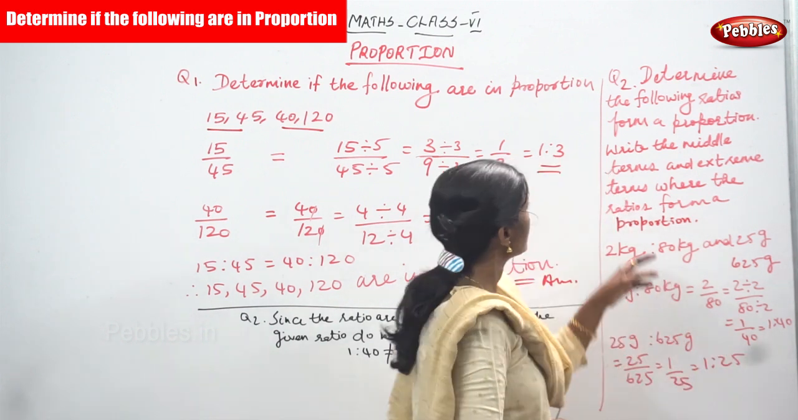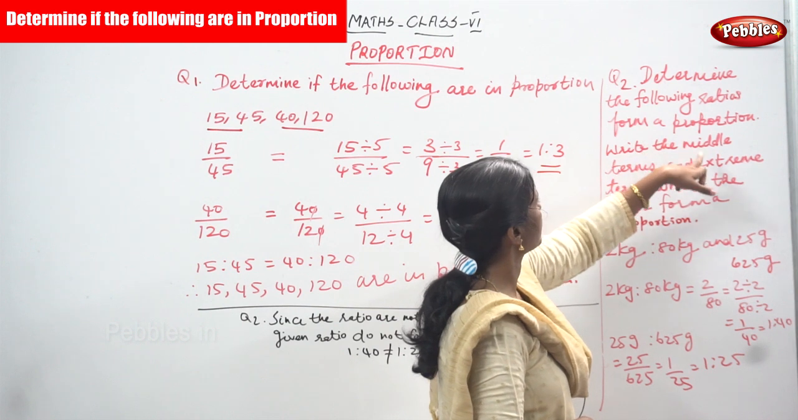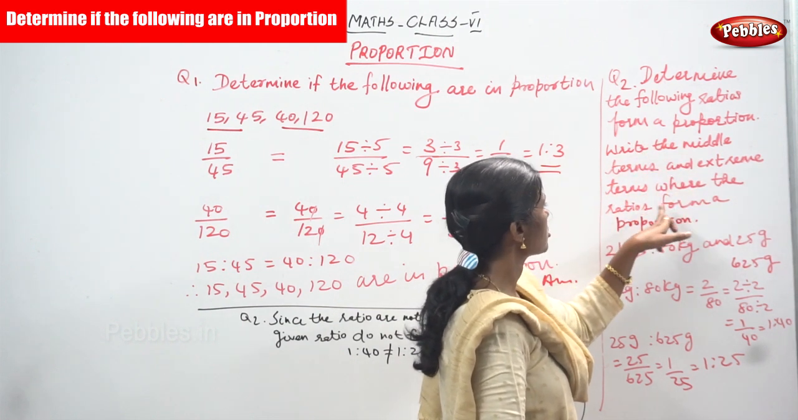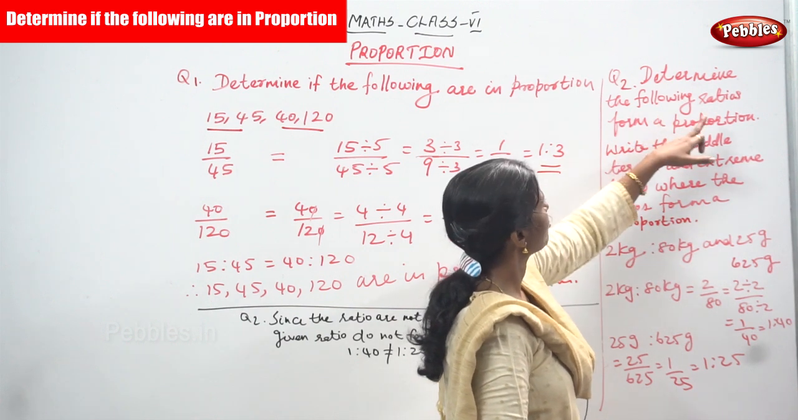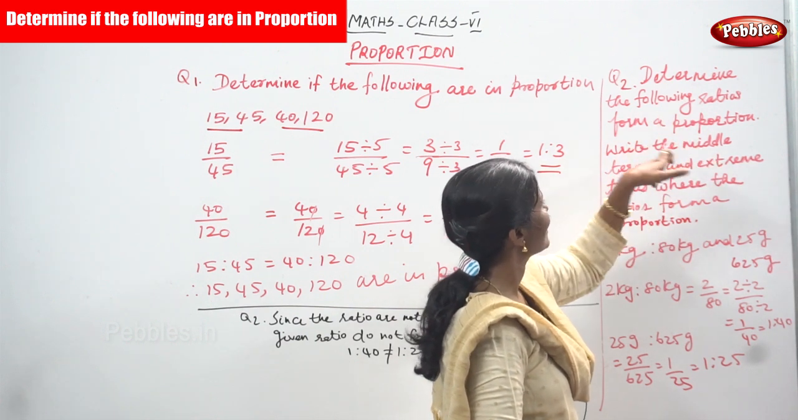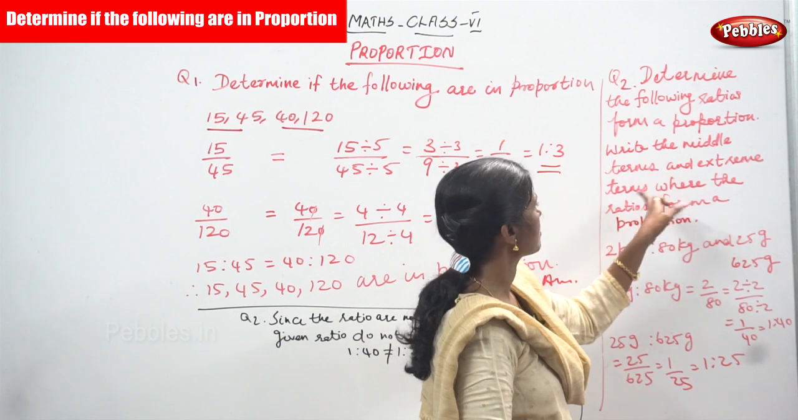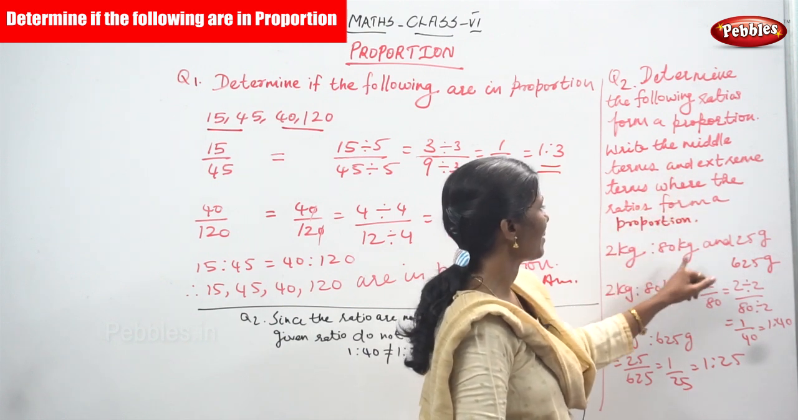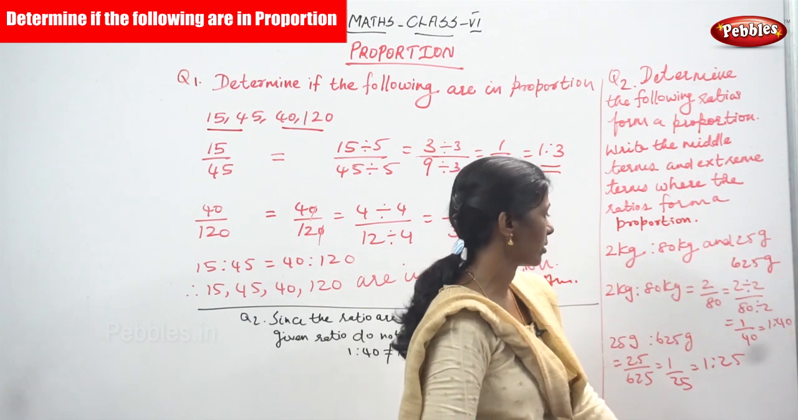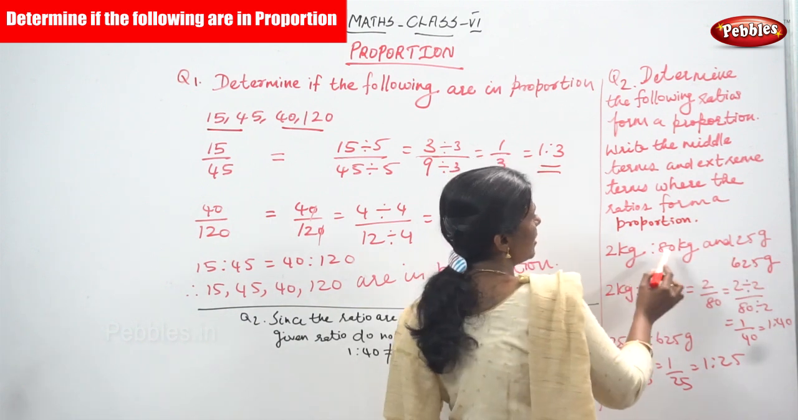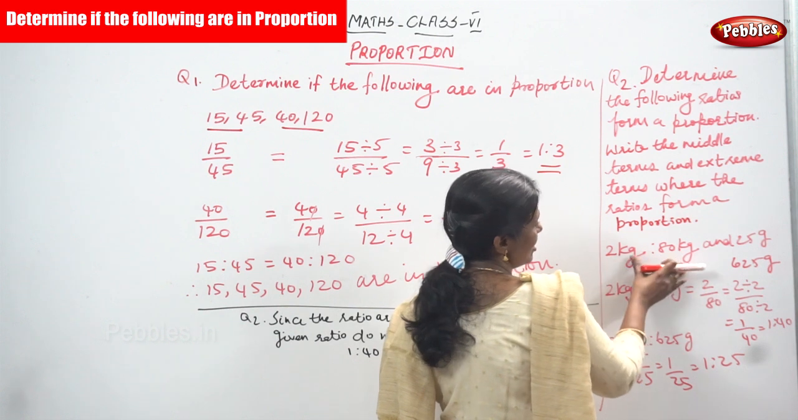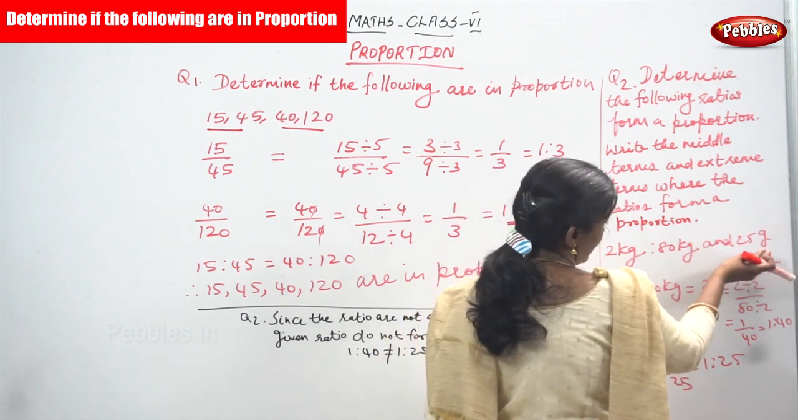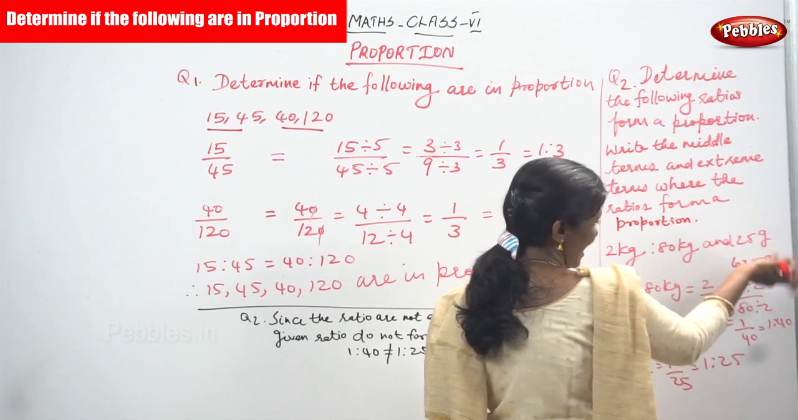The second question: determine if the following ratios form a proportion. Write the middle terms and extreme terms where the ratios form a proportion. So 2 kilogram, 80 kilogram and 25 gram and 625 gram. First, 2 kilogram and 80 kilogram is one pair, and 25 gram and 625 gram is another pair.